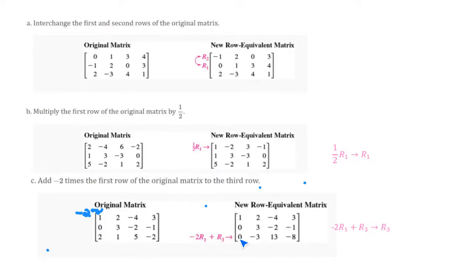So I put a 0 here. And then -2 times 2 is -4, plus a 1 gives me -3. And then -2 times -4 is +8, plus a 5 gives me 13. And -2 times 3 is -6, plus -2 is going to give us -8. Okay, and so those are the operations.